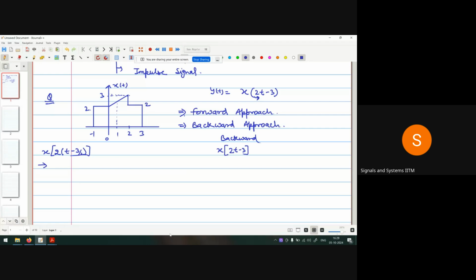Okay. Now I'm going to share my screen again. So this is my signal. Now there are two approaches. One is the forward approach and the second is the backward approach.